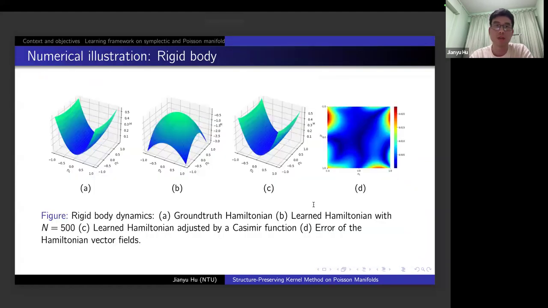Now I present two examples to illustrate our result. The first example is the rigid body dynamics. Picture A is the ground truth. Picture B is a learned Hamiltonian, and picture C is the learned Hamiltonian adjusted by a Casimir function. So we observe that the error of the Hamiltonian vector field is very small.